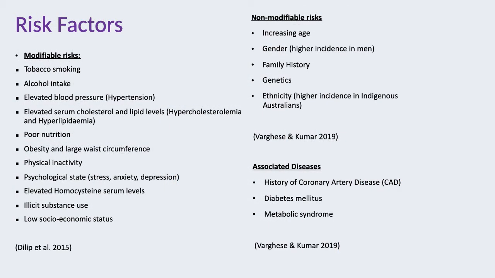Risk factors for acute coronary syndrome are attributes, characteristics, or exposures that increase the likelihood of a person developing the disease. Modifiable risk factors are those risk factors that can be modified as they are influenced by lifestyle and treatment. Some modifiable risk factors for acute coronary syndrome include smoking.